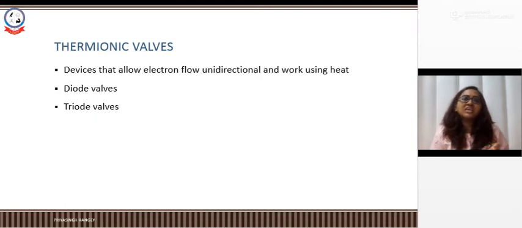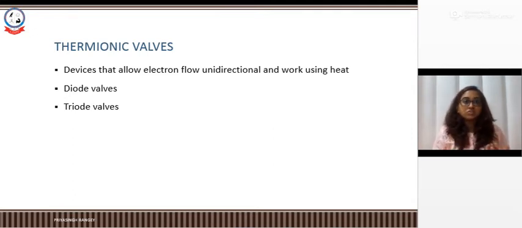Now why do we say that it is a thermionic valve? Because these types of valves are working on the principle of thermionic emission. Now moving on to what is thermionic emission. Thermionic emission is a property of any material that when it is heated, it releases electrons which can be used in order to generate electric current.